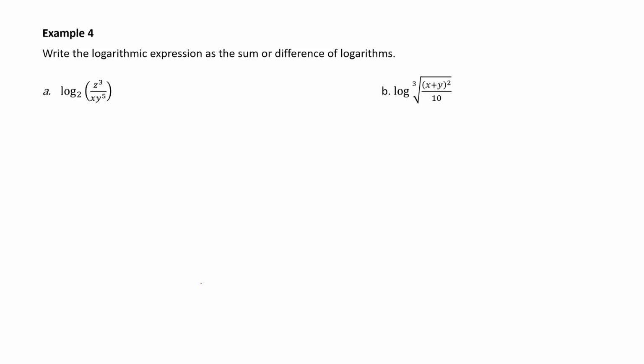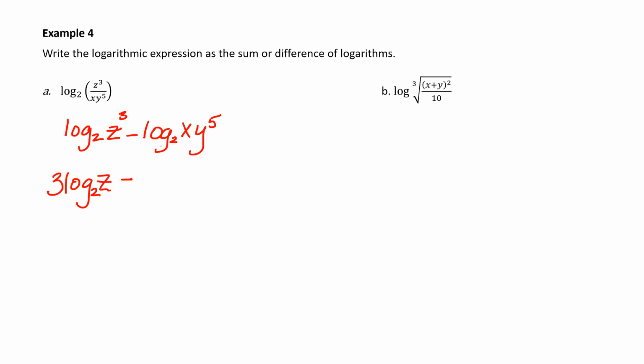All right, write the logarithmic expression as the sum or difference of logarithms. We've got log base 2 of this quotient, so we're going to write it as a difference of logs. So log base 2 of z cubed minus log base 2 of xy to the fifth. Now, on this first log, we've got an exponent on our argument, so we can put that in front of the log. So we'll have 3 log base 2 of z.